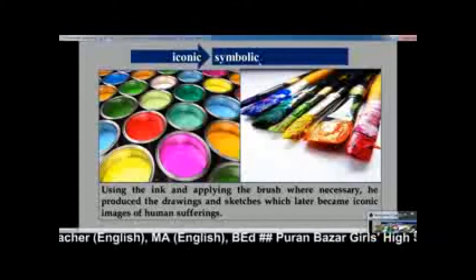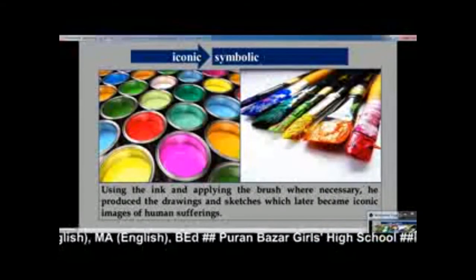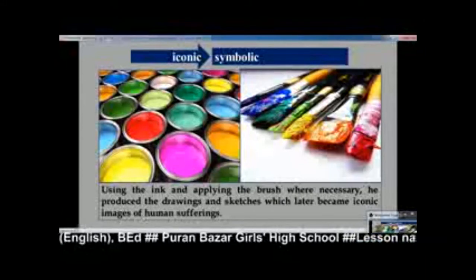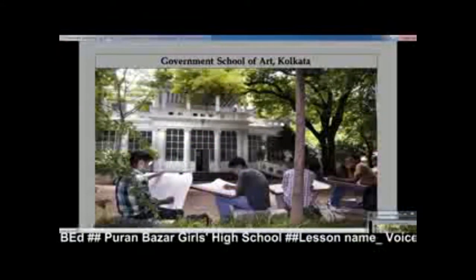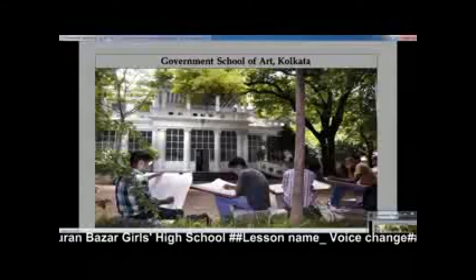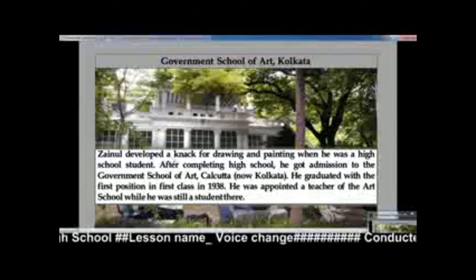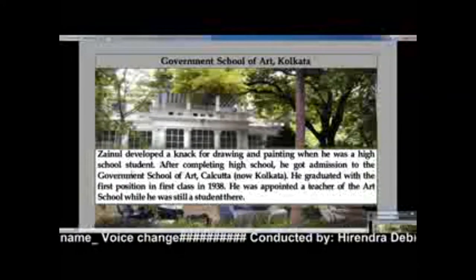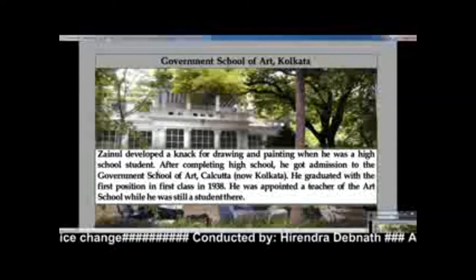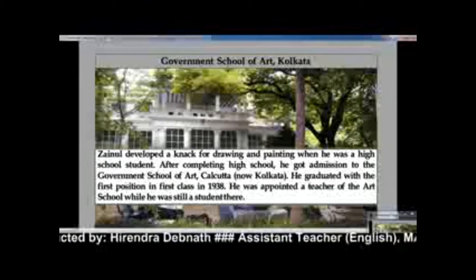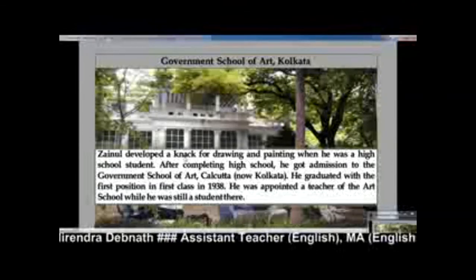Iconic means symbolic, and these pictures became symbolic of human sufferings. This is the picture of Government School of Art, Kolkata. Zainul developed a knack for drawing and painting when he was a high school student. That means when Zainul was reading in a high school, he had talent for drawing and painting.